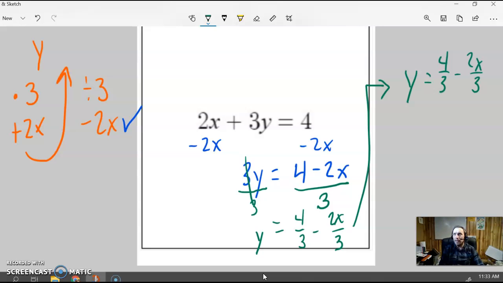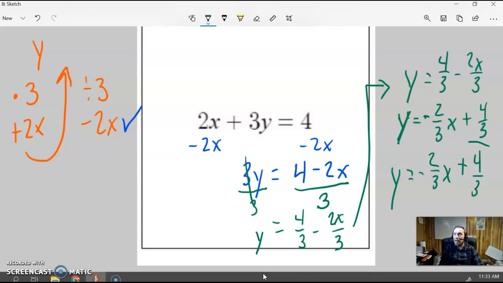2x divided by 3, I'm going to rewrite that as 2/3 times x. Okay? And so we have 2/3 times x. This negative sign, though, is attached to it, right? So we need to make sure it's a negative 2/3 times x. Well, what's left over here then is we have plus 4/3. And so I'm going to say y equals negative 2/3 x plus 4/3 for my final answer.